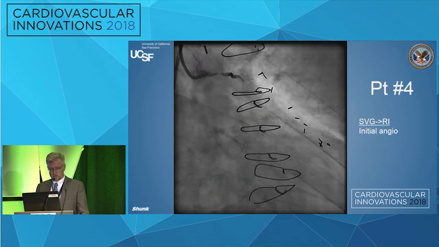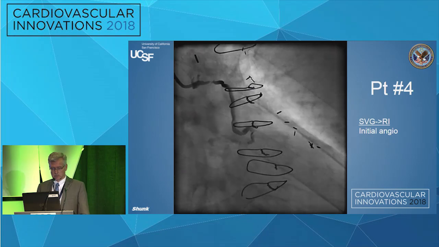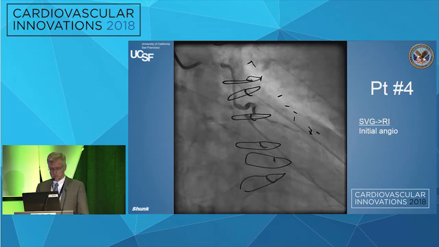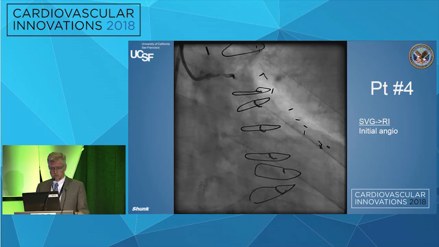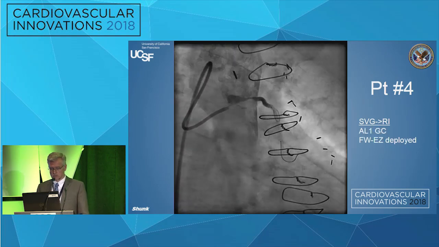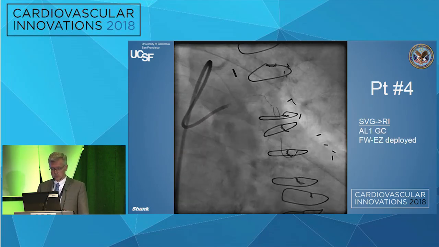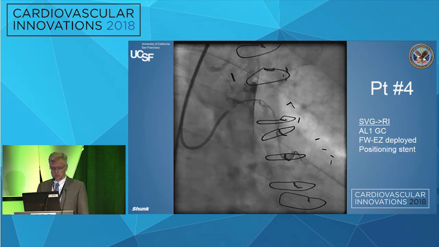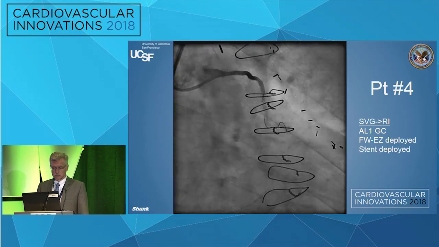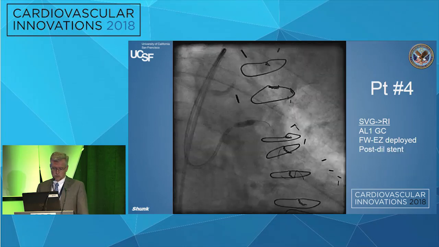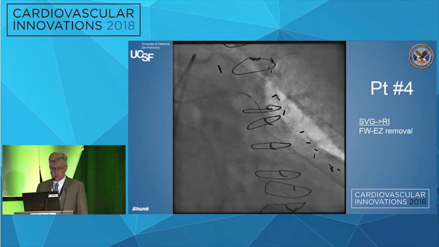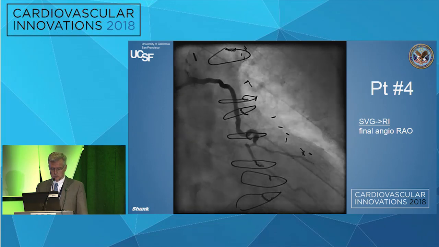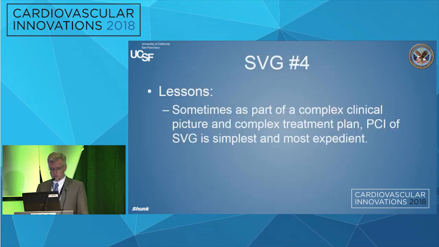So then we finally turn to this vein graft. And now this is, you could argue, one of the more straightforward lesions of this patient. So again, put a filter wire in, you can see in the mid graft, position a stent, deploy the stent, post-dilate, retrieve the filter, and a very nice final result. So in this case, in two views, it looks very nice. So sometimes, as part of a complex clinical picture and a complex treatment plan, PCI of the vein graft is the simplest and most expedient.